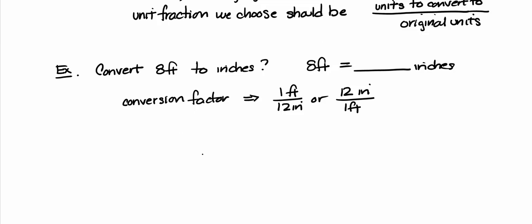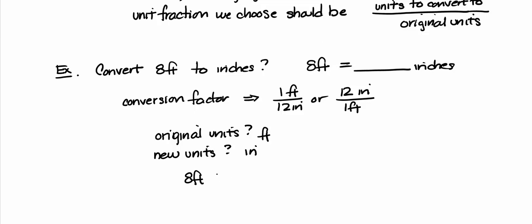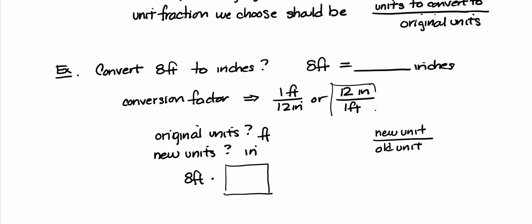Right, so here we say, okay, we're going to take our 8 feet. So which one do we pick? Well, what are the original units we started with? Our original units are feet, right? Our new units that we want to go to are inches. So we take the 8 feet and multiply it by a conversion factor. And because we want to pick the units that we're going to convert to, it's basically our new units over our old units. We want to go to inches, so the new units go in the numerator and the old one is in the denominator. So that's the conversion factor I want to use. So I'm multiplying it by 12 inches over 1 foot.